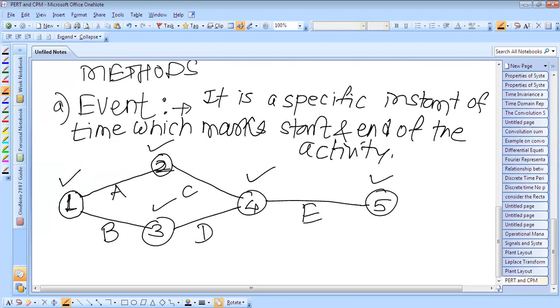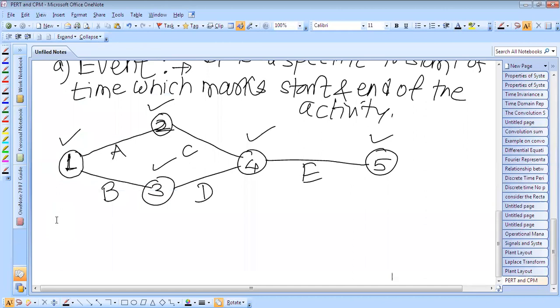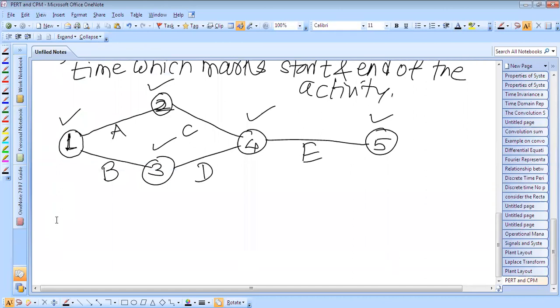These events are represented by circles, and the number drawn in the circle is the event number. So this is a term related to network planning methods. Second, we will discuss the activity.